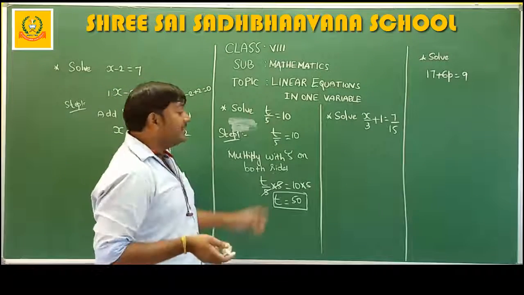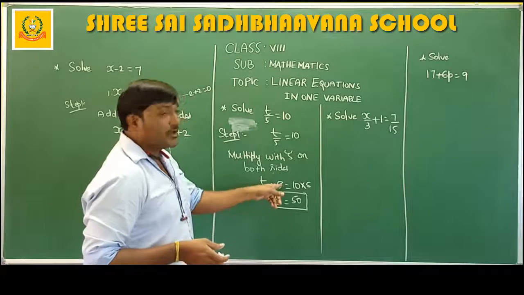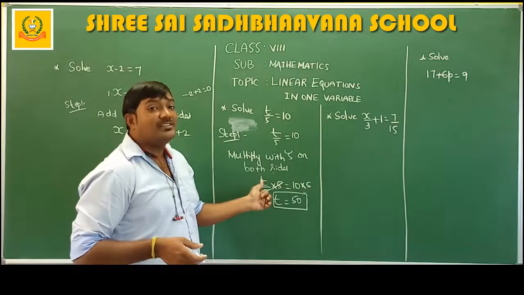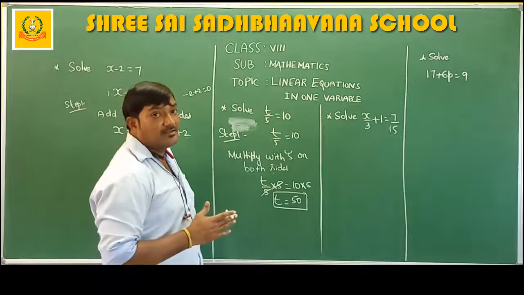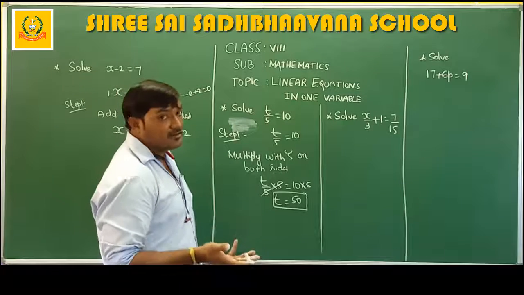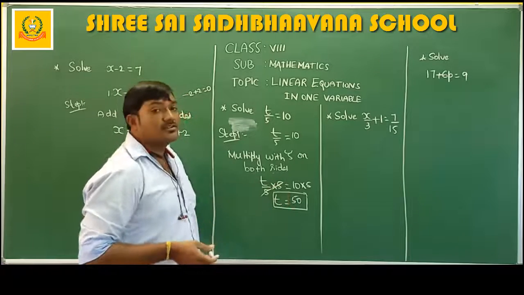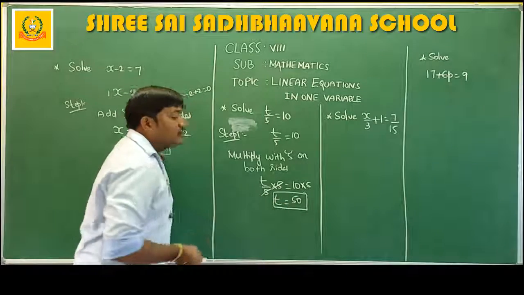When you multiply the LHS term with 5, what happens? The 5 and 5 will get cancelled, and you will be left with t. Whenever you multiply on the LHS, the same thing you did on the LHS, you have to continue for the RHS also. When you continue with the RHS, it becomes 10 into 5. So at last we got t is equal to 50.